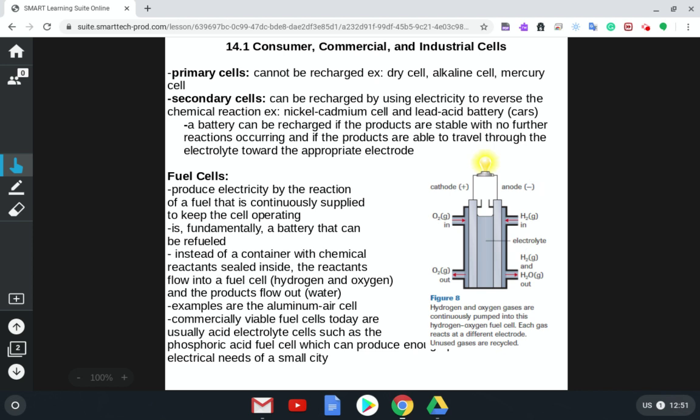Instead of a container with chemical reactants sealed inside, the reactants flow into a fuel cell and the products flow out. An example is the aluminum air cell. Commercially viable fuel cells today are usually acid electrolyte cells, such as phosphoric acid fuel cells, which can produce enough electrical energy for the needs of a small city.